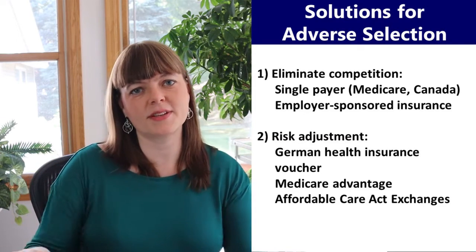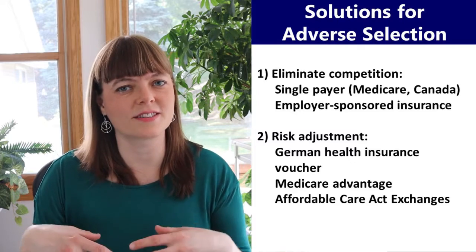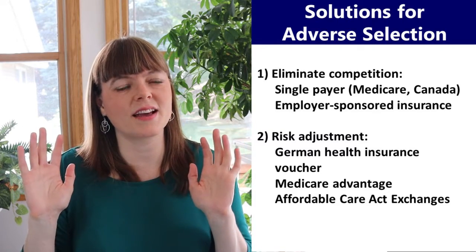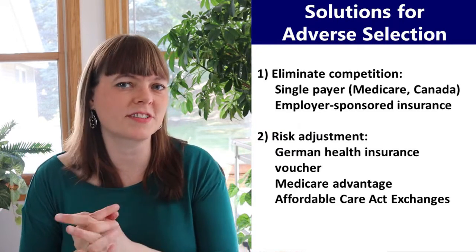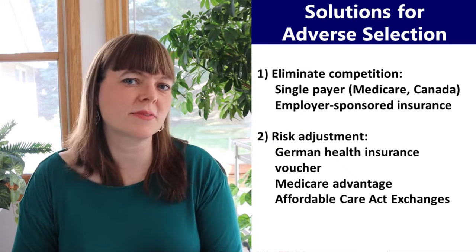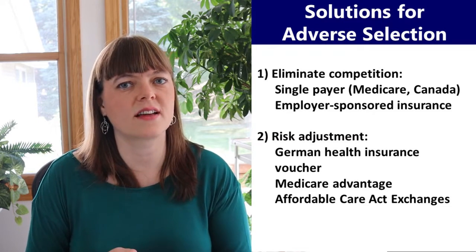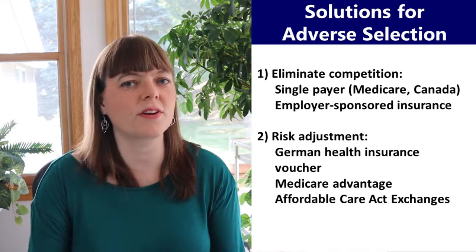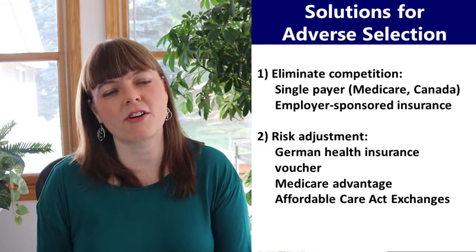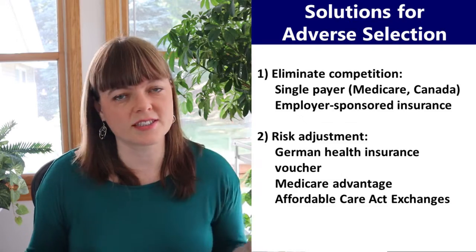And then risk adjustment is another factor. I'm not going to go into that a lot in this video, but basically, there are some problems with risk adjustment. It's really hard to be perfect in risk adjustment, but that's what Germany does. That's what the health insurance exchanges do in the United States. And Medicare Advantage, which is also a voucher-like system, adjusts for risk.